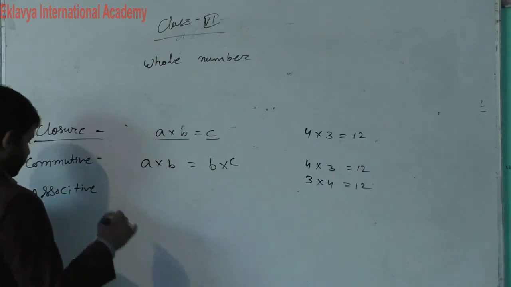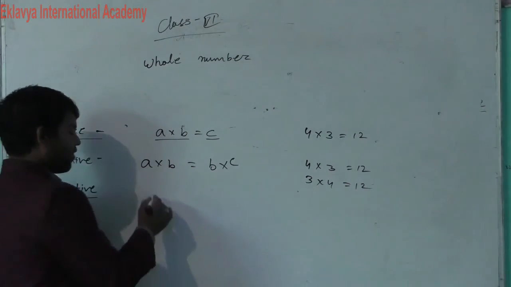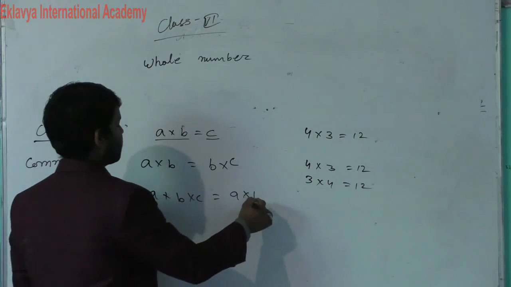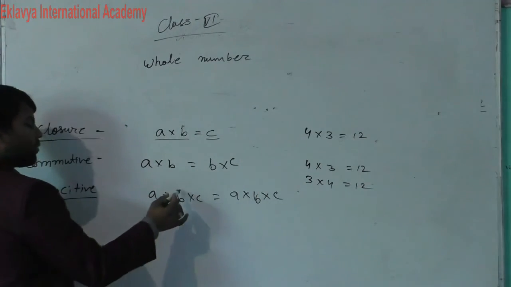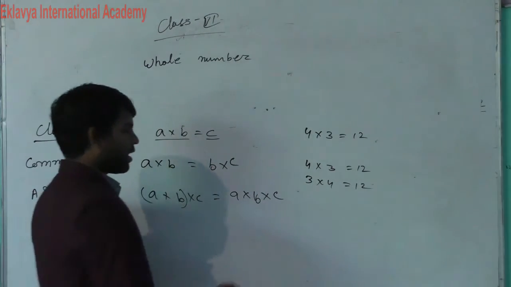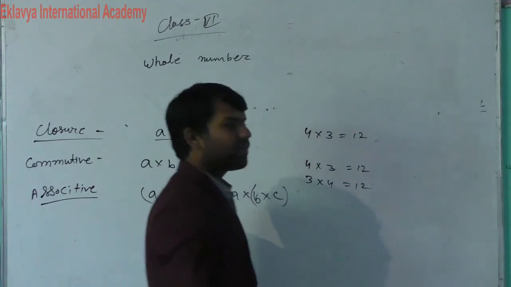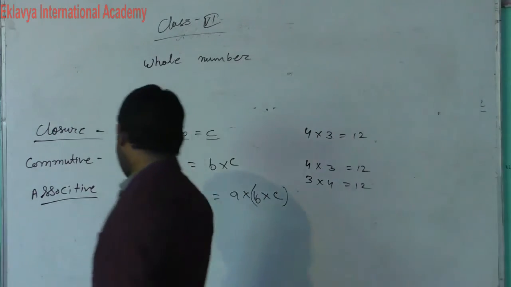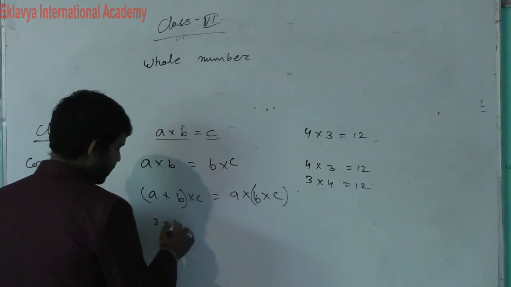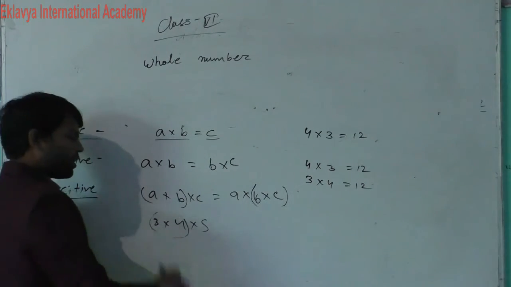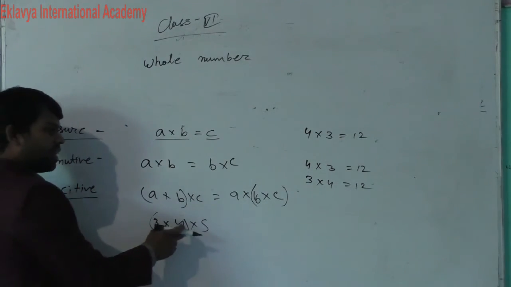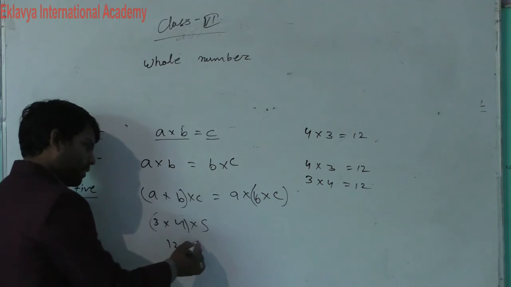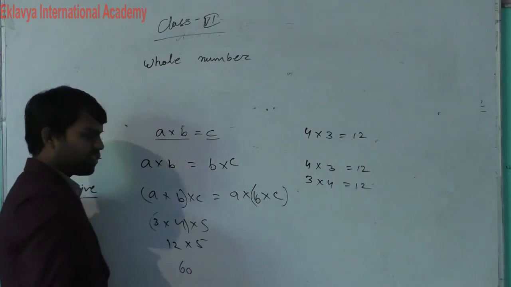Now, associative property. If we multiply 3 numbers, then we can multiply the first 2 numbers first, and in the second case we multiply the last 2 numbers first. How? See here, if we multiply 3 times 4 times 5, then first we multiply 2 numbers, 3 and 4. Then 3 multiplied by 4 we get 12, multiplied by 5 we get 60.